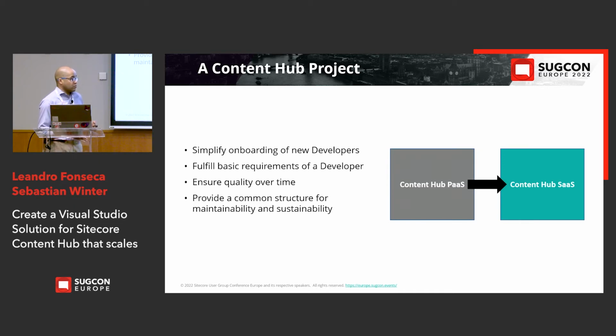When we were on the PaaS model, we did have a very structured approach on how we were building things. And we moved to SaaS and we kind of lost that in a way. So we needed to come up with an approach to make it not so niche to work in a Content Hub. We needed a way to make developers work in a way that they are used to working. And we also needed an enterprise solution for that.